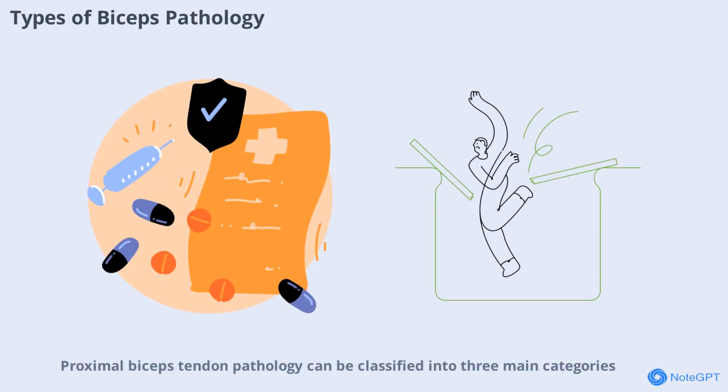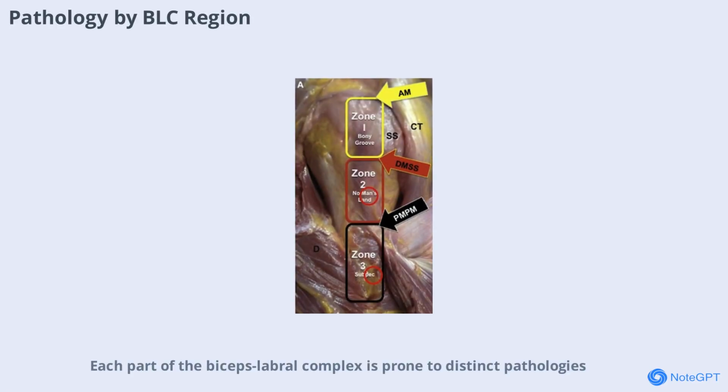Proximal biceps tendon pathology can be classified into three main categories: inflammatory, instability, and traumatic. Inflammatory conditions often result from overuse or degenerative changes, while instability may cause mechanical symptoms like popping or clicking. Traumatic injuries, such as complete ruptures, can lead to sudden pain and visible deformity. Each category is linked to specific shoulder conditions, including rotator cuff tears and labral lesions, which often coexist and complicate diagnosis.